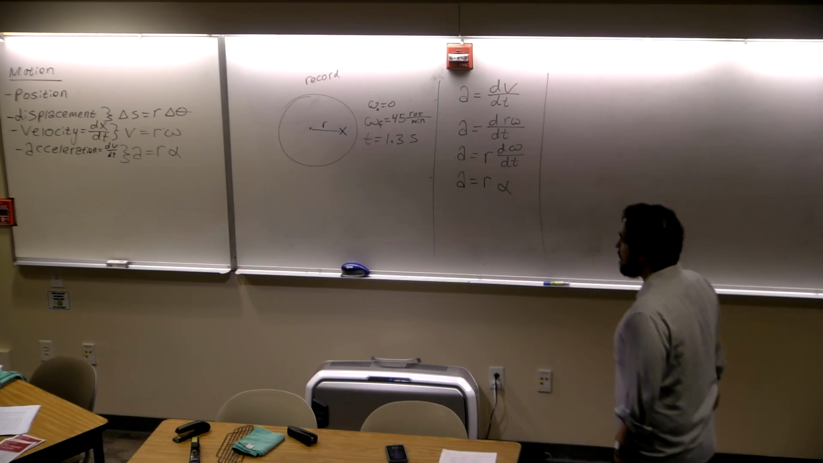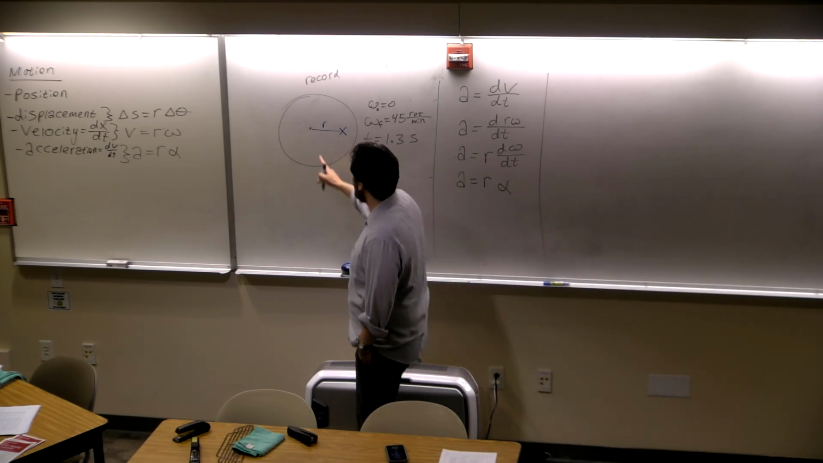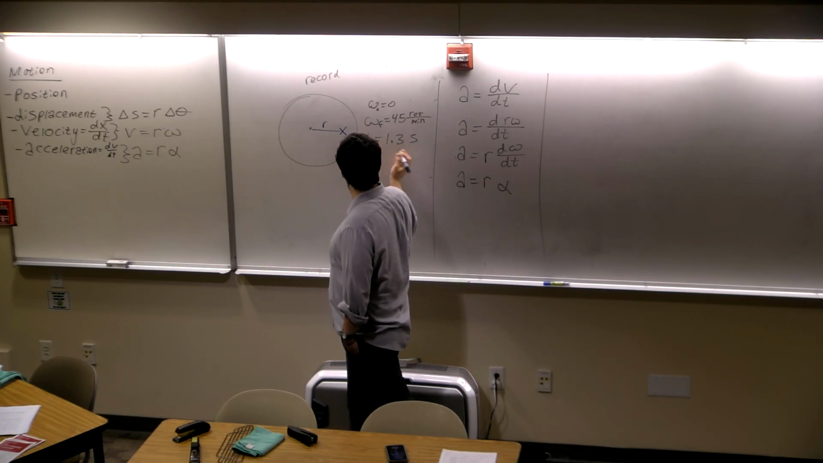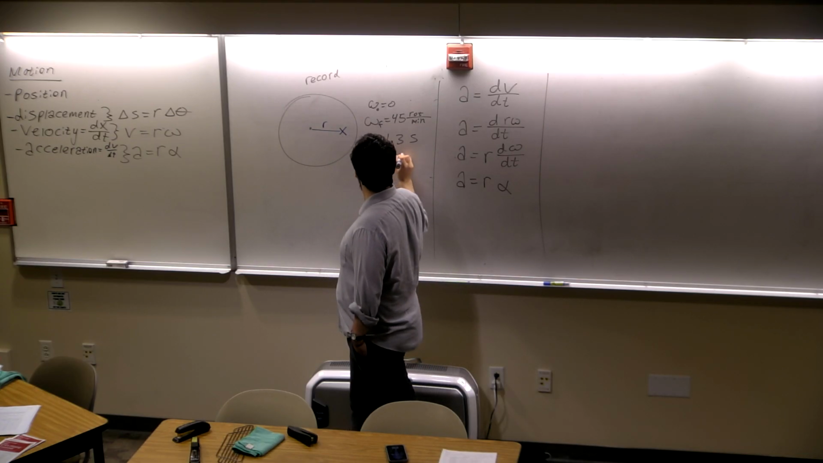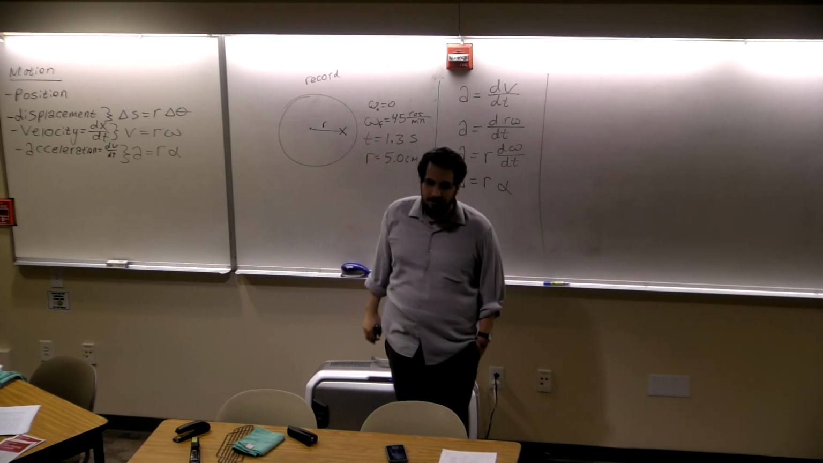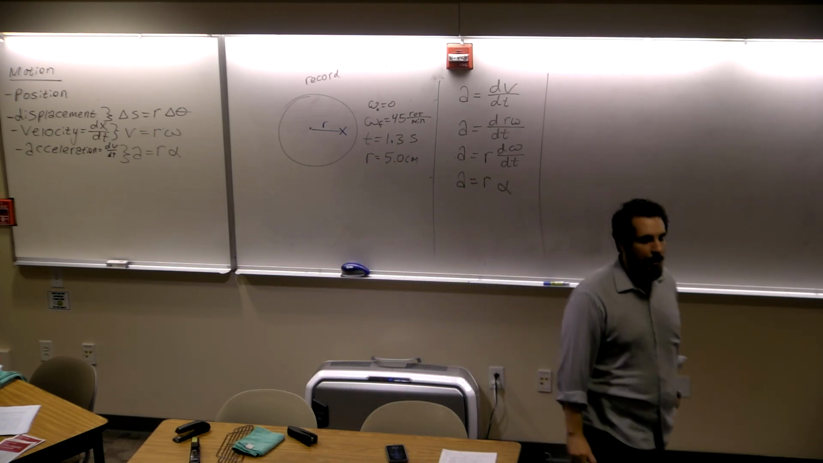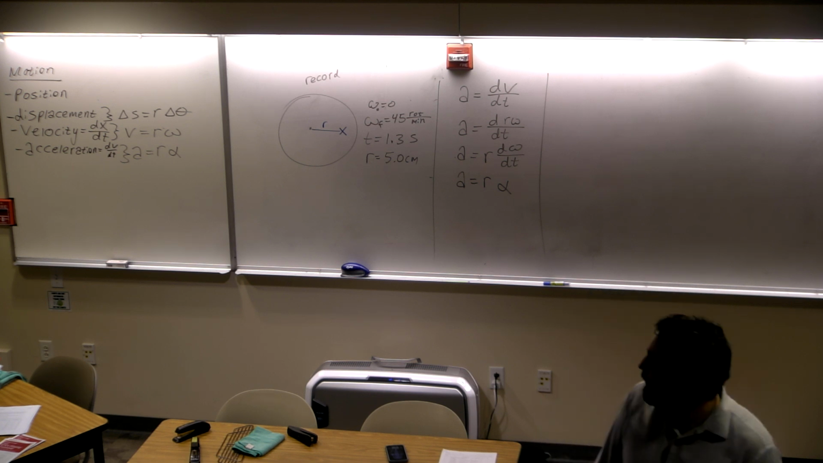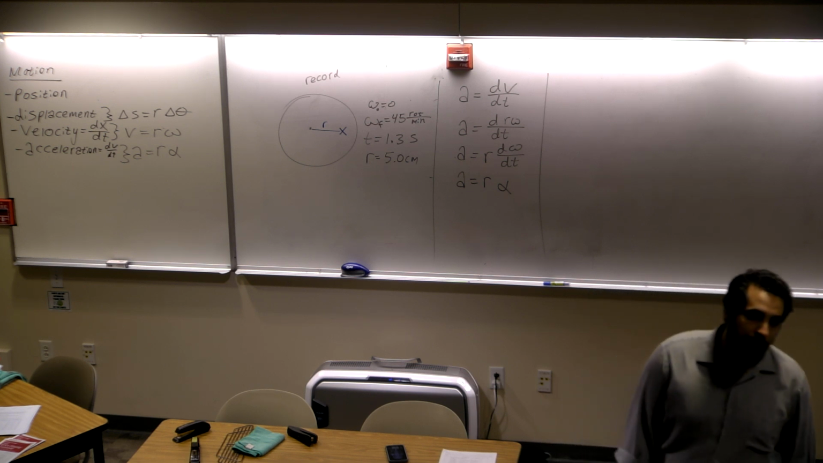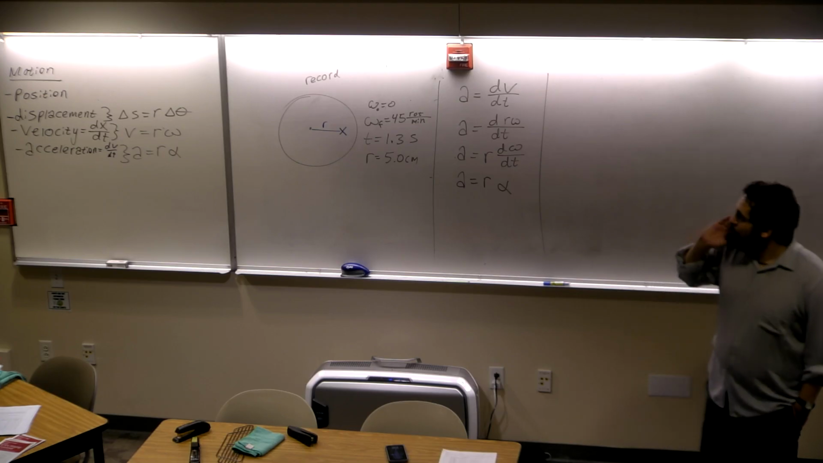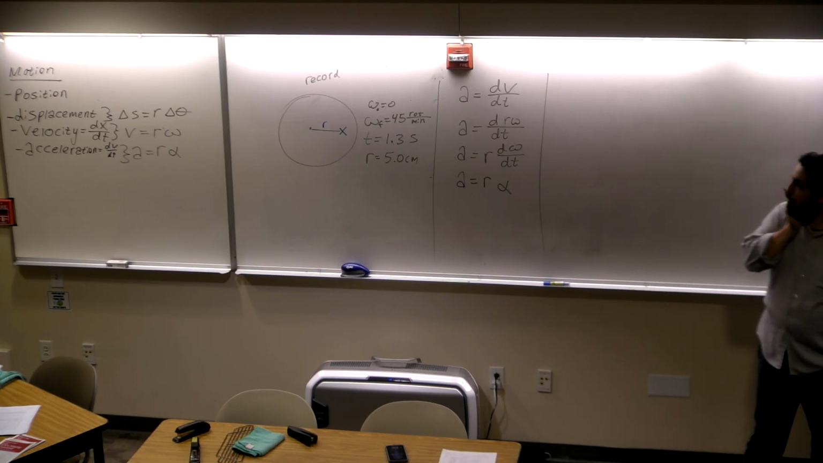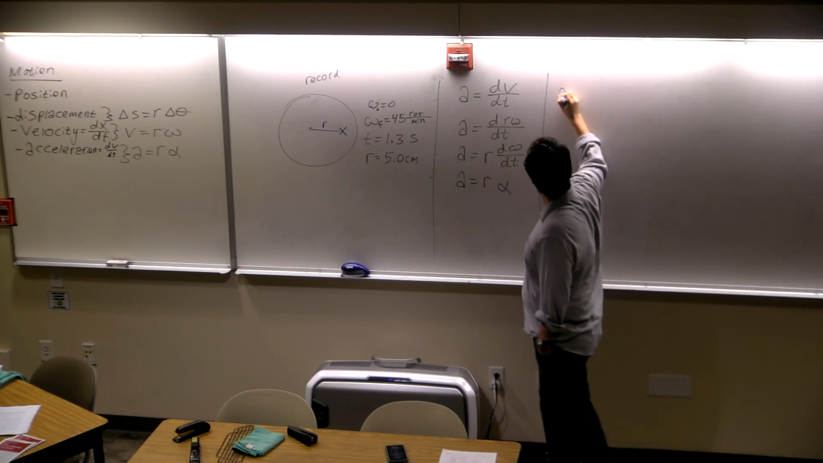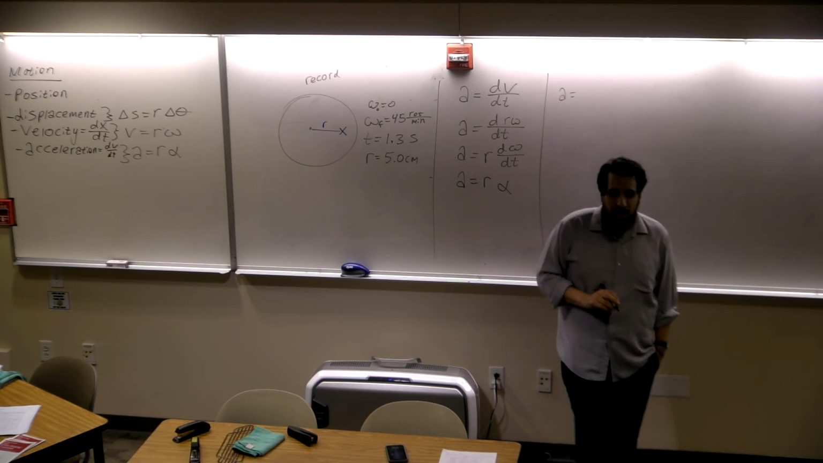I want to look at some point on the record that is a distance of, we'll say, 5 centimeters from the central axis. That's the point we're looking at. Different points will have different accelerations, so we'll just look at this 5 centimeters. We want to calculate what the linear acceleration a is going to be.